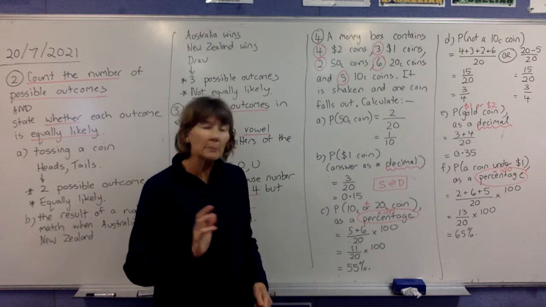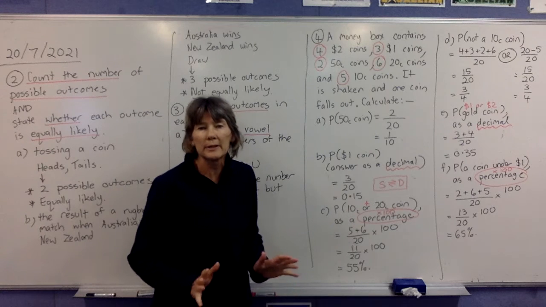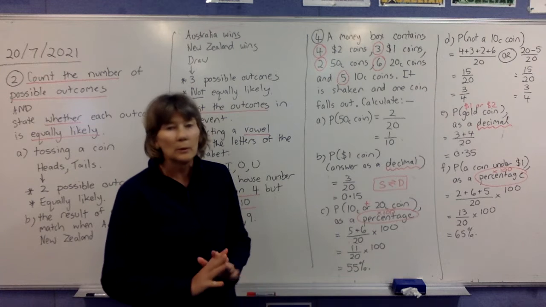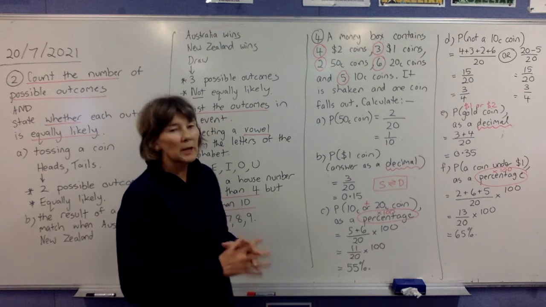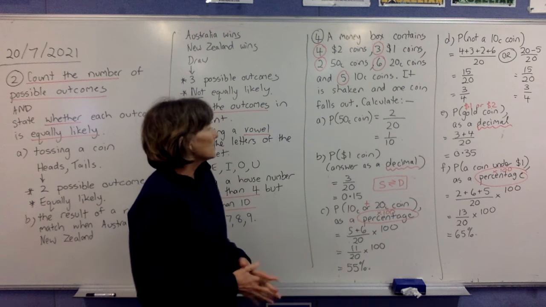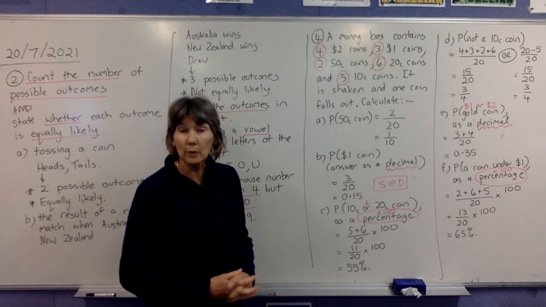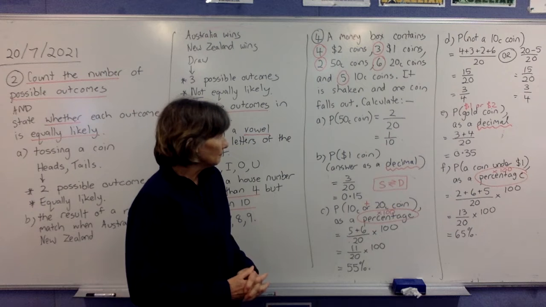So we shake the money box, 1 falls out. We're disregarding the fact that some of the coins are bigger. We're not looking at that. Just pretend they're all the same. So we're calculating the probability that the coin that falls out is a 50-cent coin.